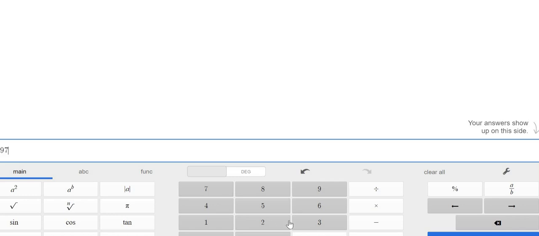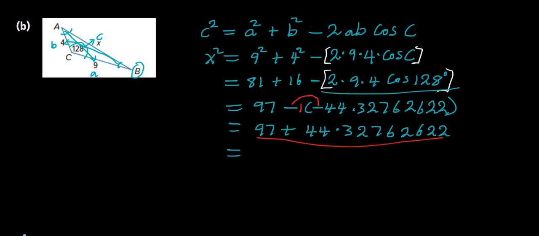So 97 plus 44.32762622 gave us 141.3276262.